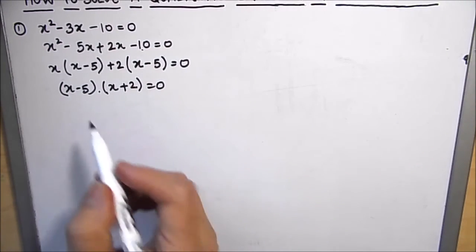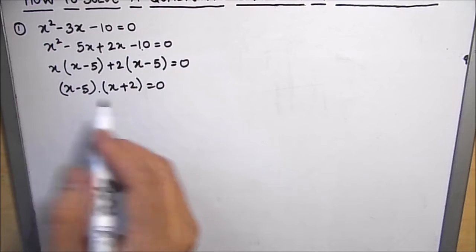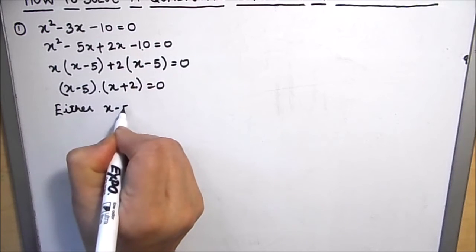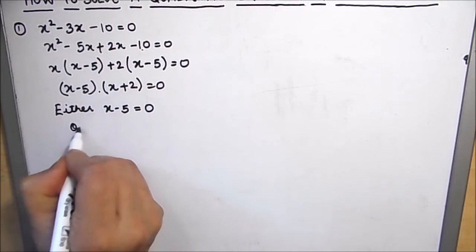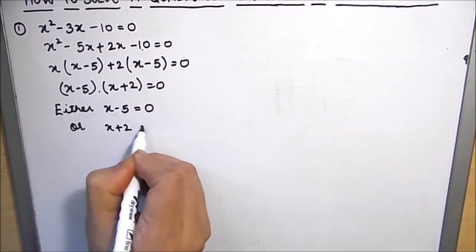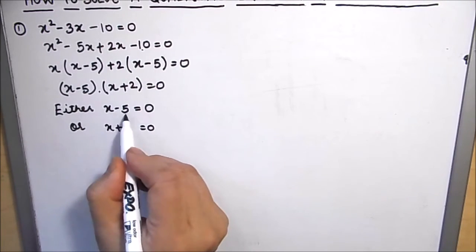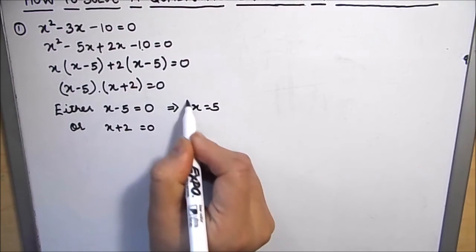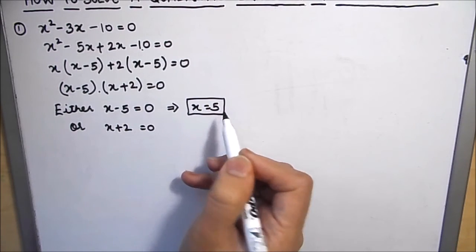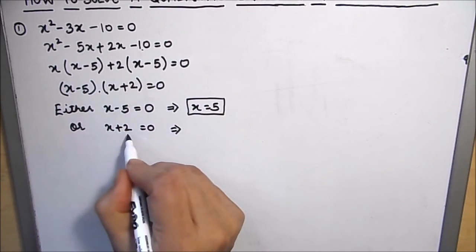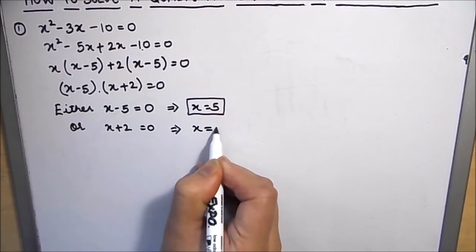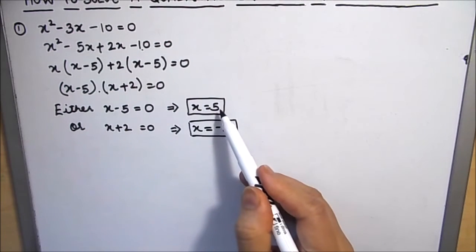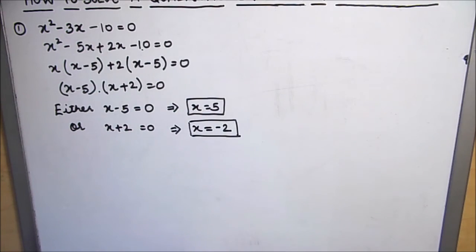According to the property of multiplication, if the product of two numbers is 0, then either x minus 5 will be equal to 0 or x plus 2 is equal to 0. From the first one, x minus 5 is equal to 0, we get x is equal to 5, which is one root of the equation, and from the second one, x plus 2 is equal to 0, we get x is equal to minus 2. So the two roots of the equation are x is equal to 5 and x is equal to minus 2.